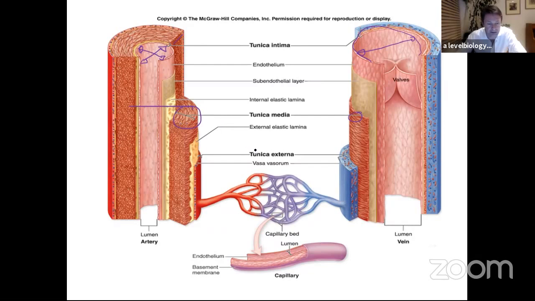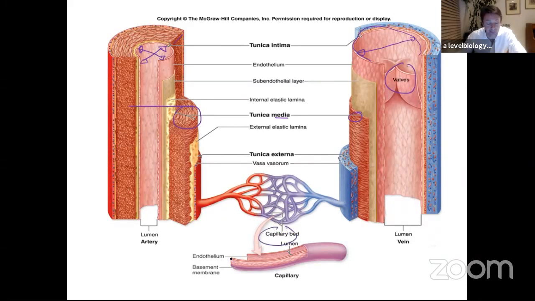Both of them have got a tunica externa, and the tunica media is the big difference between the two. And then the veins have valves and the arteries do not. Between the arteries and the veins, we have the capillaries.